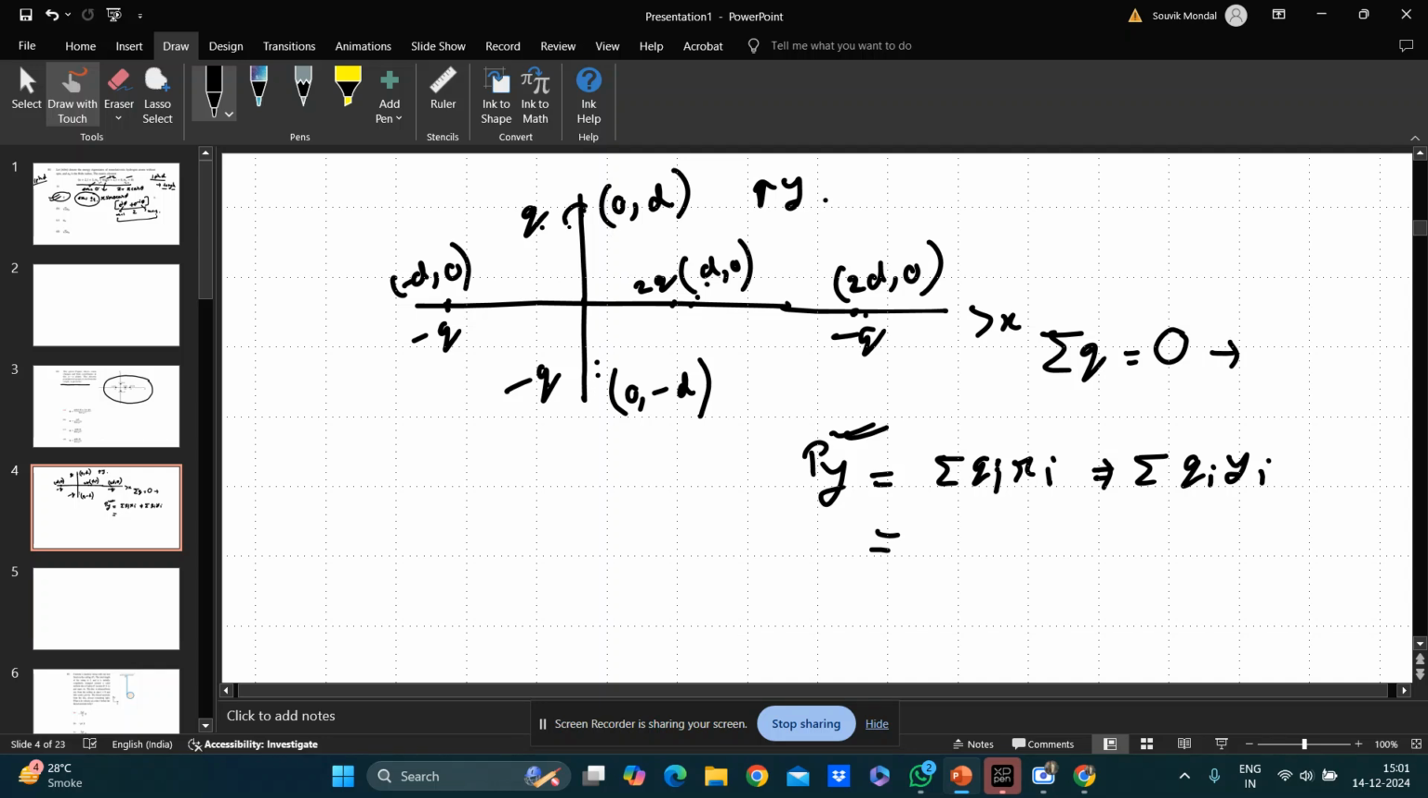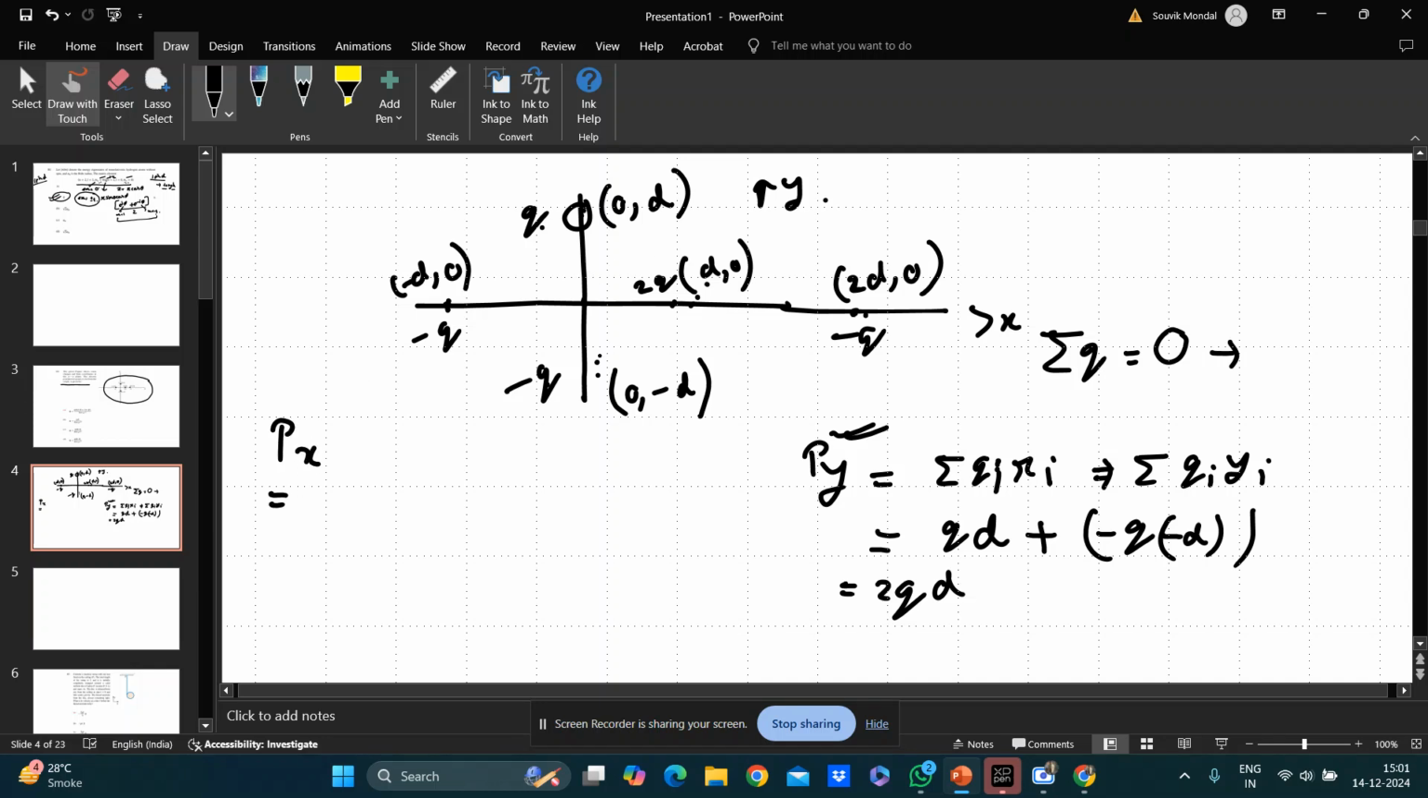So this charge is q, and its y coordinate is d. Now what about this charge? This charge has a value of minus q and the coordinate is minus d. So minus times minus is plus. So it is 2qd. Okay. Now what is px?